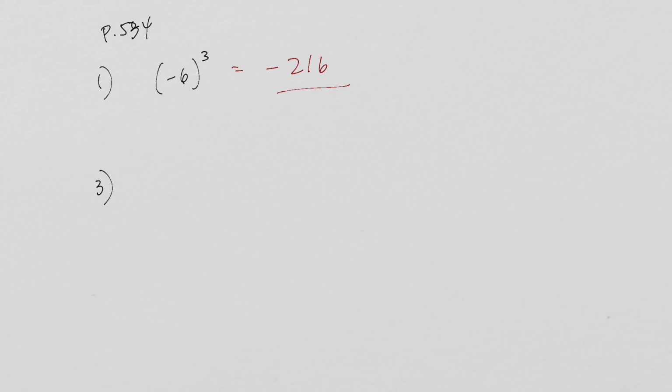Number 3 is 3 to the negative 2. A negative in the exponent is just an inverse. So this is like the same thing as saying 1 over 3 to the positive 2, which is 1 over 9.